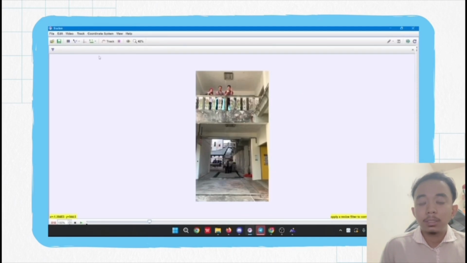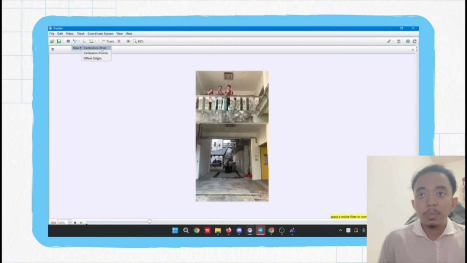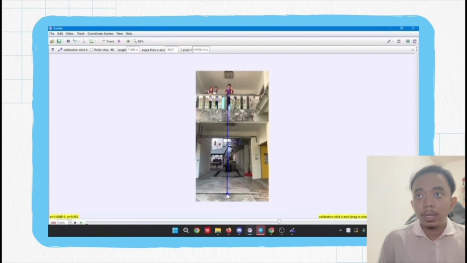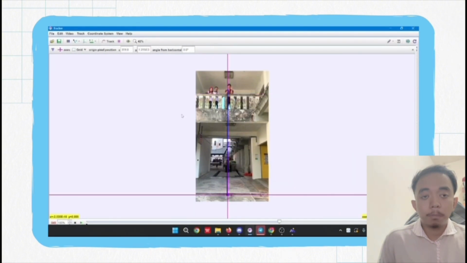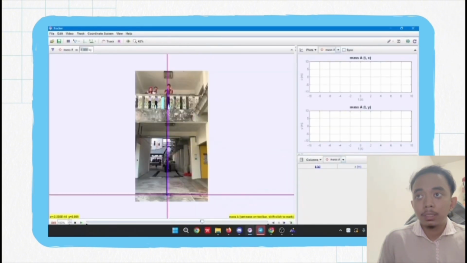Then I set the height by calibration stick and I drag it to the first floor and I set the length. So here I put the length of our first experiment. It is 5.05 meters. Next we put axis and we put point of mass. So I set here the mass of the balloon that we used. Here I put 0.246 kilograms.